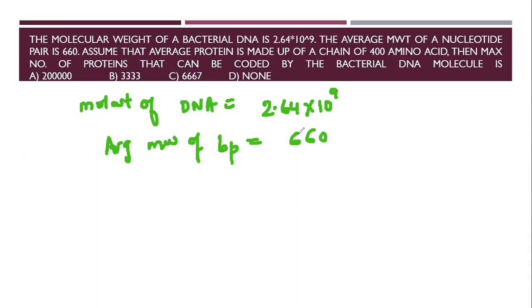See, I have told you, right? If they are not mentioning, then you have to take this as 650. Since here it is mentioned, you will take 660. Now assume that the average protein is made up of a chain of 400 amino acids. Then the maximum number of proteins that can be coded by the bacterial DNA is dash.